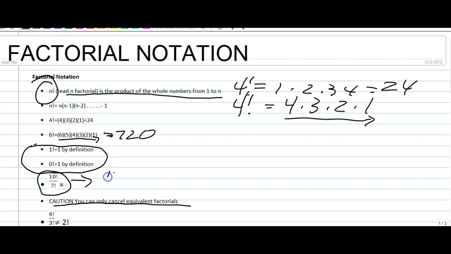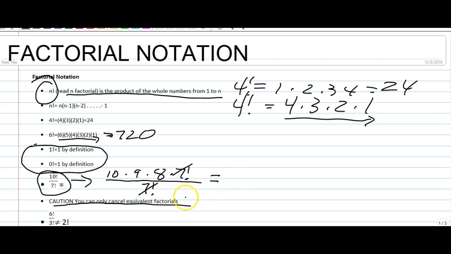10 factorial is equal to 10 times 9 times 8 times 7 factorial. I can stop at 7 factorial. I don't need to expand this all the way to 1, because 7 factorial is 7 times 6 times 5 times 4 times 3 times 2 times 1. But the purpose of stopping the factorialization of the largest number here is that now I can cancel the 7 factorials.